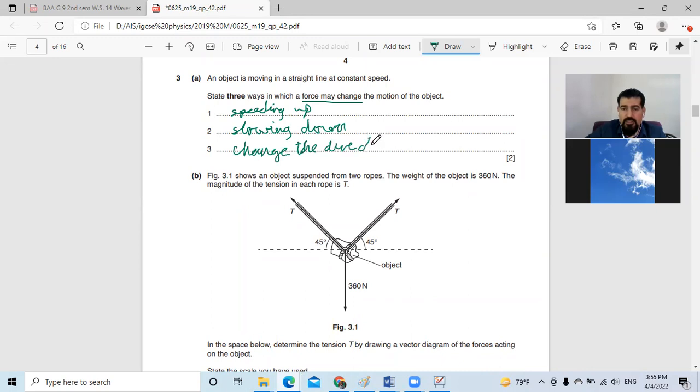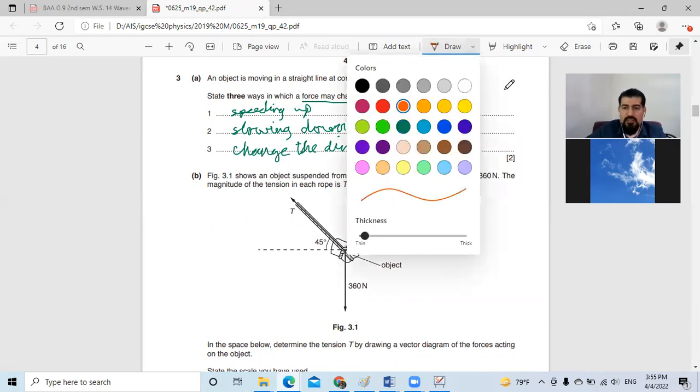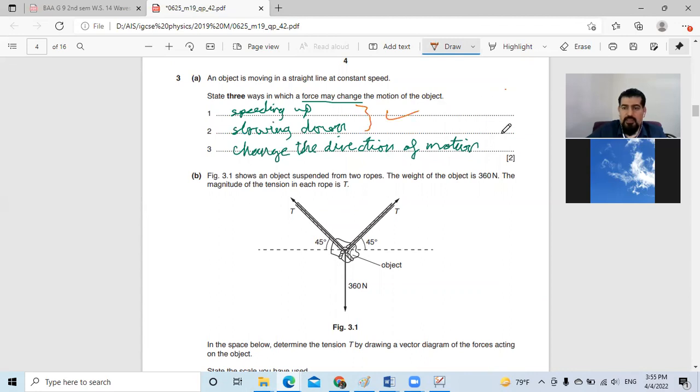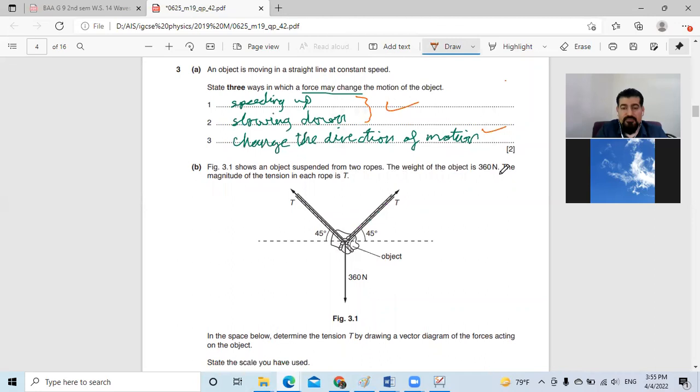And it's only 2 marks. 1 mark on these 2 parts together, speeding up and slowing down, and 1 mark for what? Change the direction of motion.